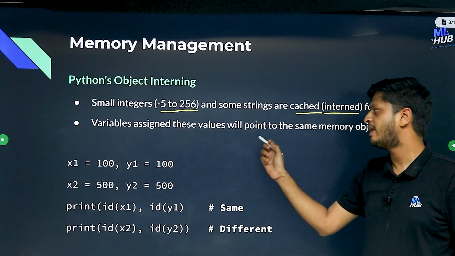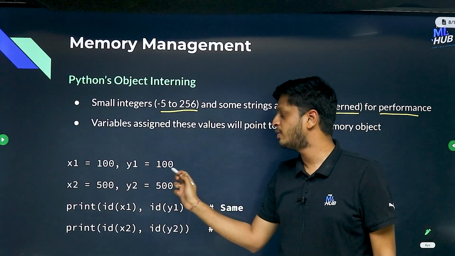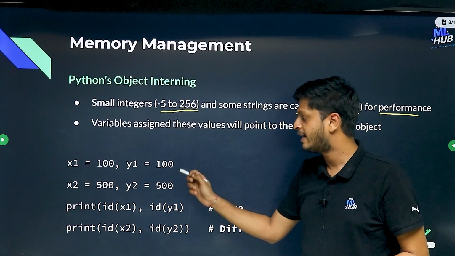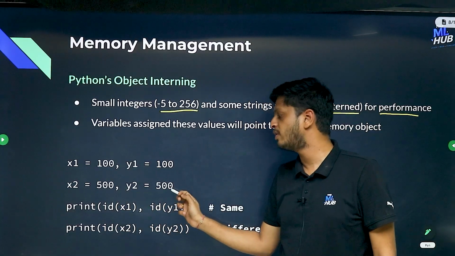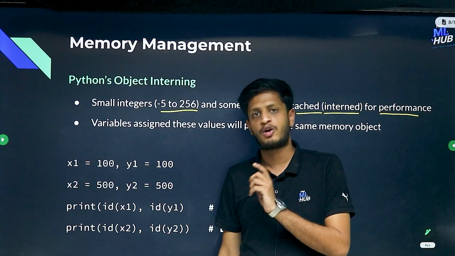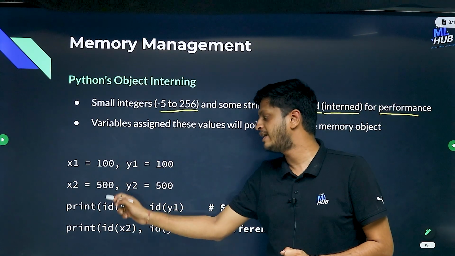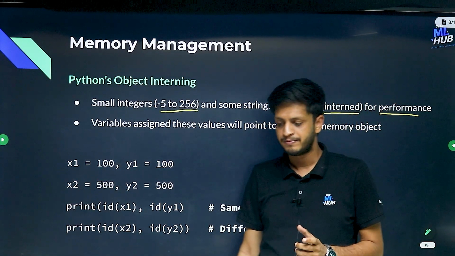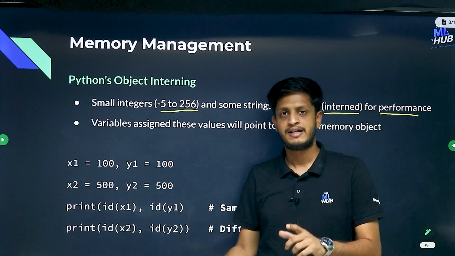Variables assigned to these values will point to the same memory object. So if you write x1 equal to 100 and y1 equal to 100, since 100 is between -5 and 256, it will be automatically interned, and the ID of x1 and y1 will be the same. But if you write x2 equal to 500 and y2 equal to 500, now 500 is not between -5 and 256. So by default 500 will not be interned and different memory locations will be used for this 500 and this 500, and the ID of x2 and y2 will be different. We'll try to run this in the demo and see what the IDs are. But generally speaking, the IDs of these two will come different and x1 and y1 will come as the same.